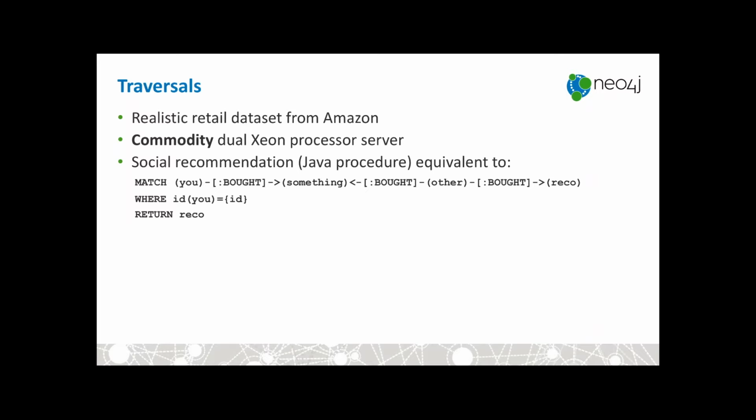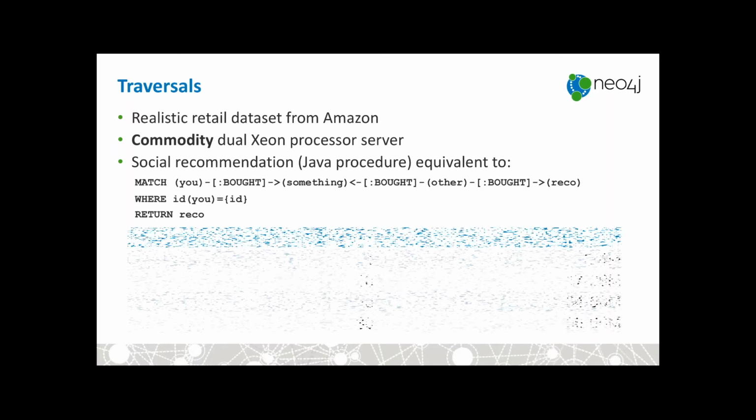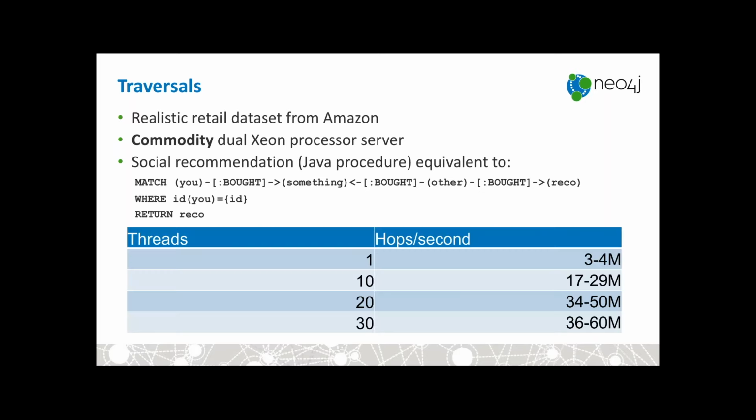We wrote a social recommendation, which is something that you bought connected via something that someone else bought to something that they bought. So it's a social recommendation. It's kind of a friend of friend bought something, or friend bought something. We took that and we ran it on our commodity dual processor server.